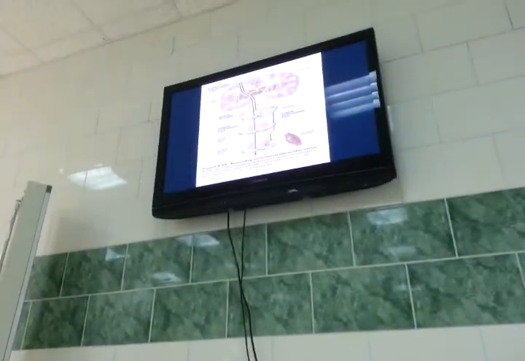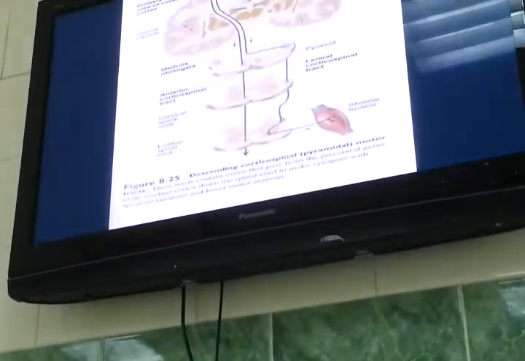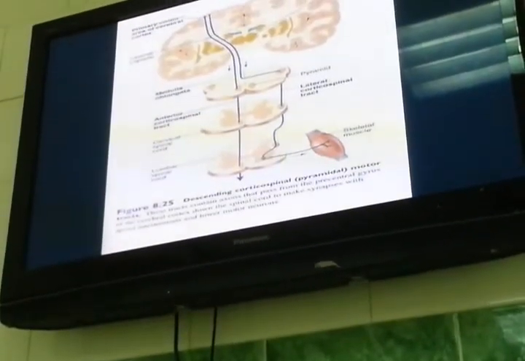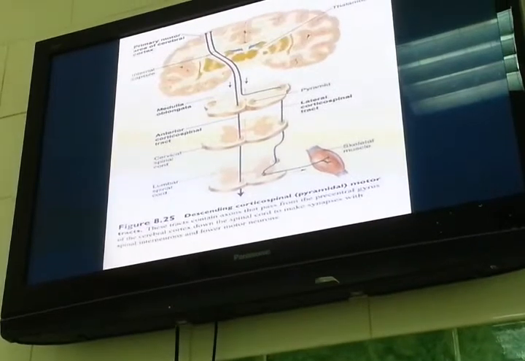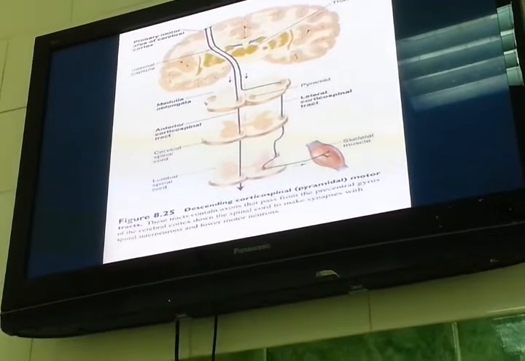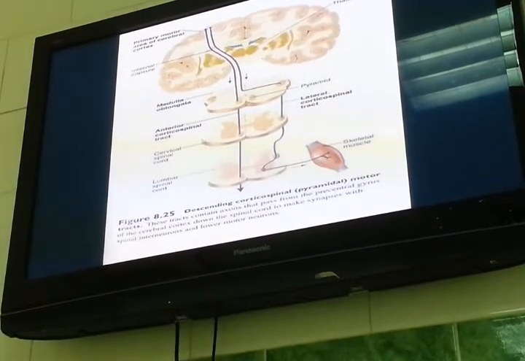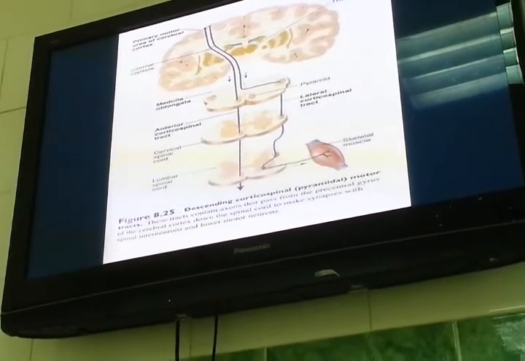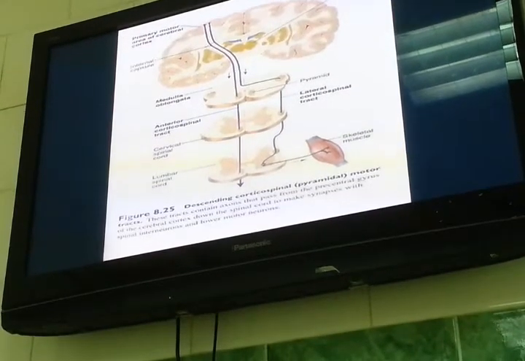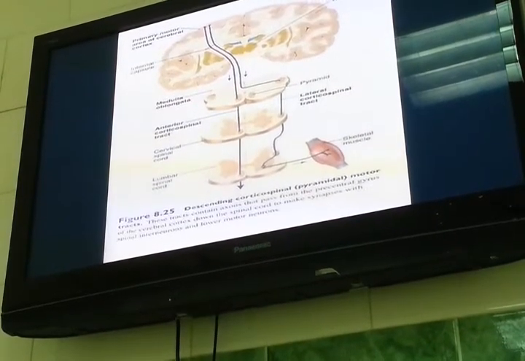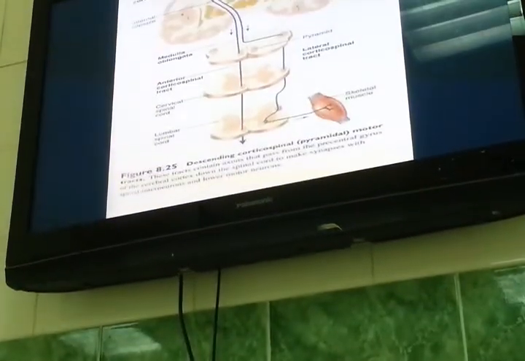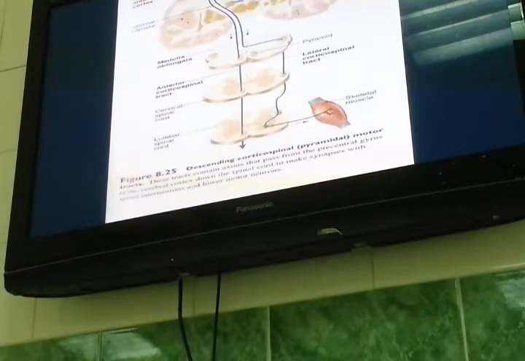Now we have already discussed this. Same thing, these are the tracks. Now, the direct tract. In the direct tract, 75 to 90% of the fibers from the cortex cross over at the level of medulla oblongata. Decussate means cross over. Then they move down to synapse with the somatic motor neuron.